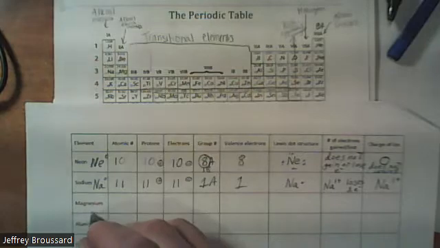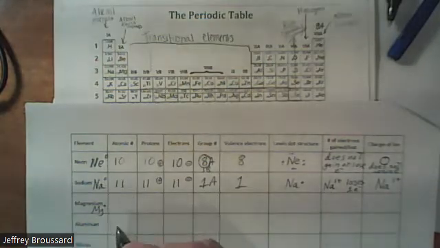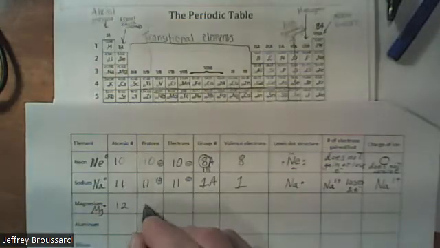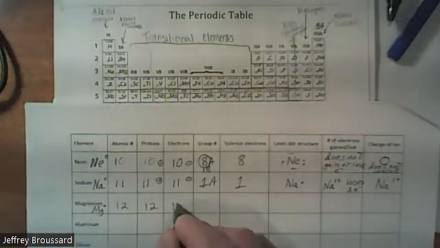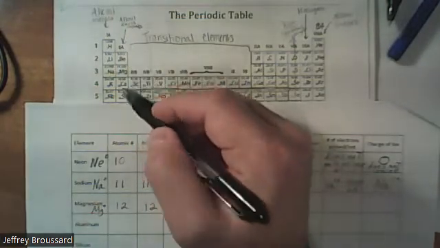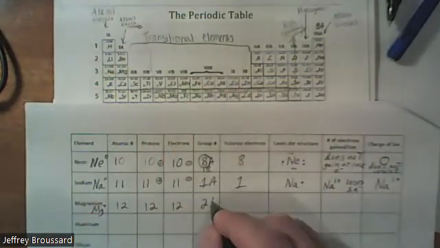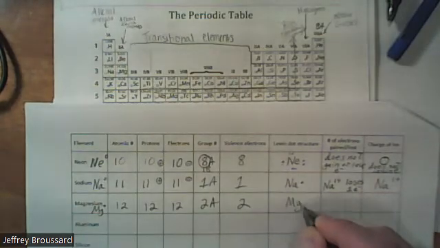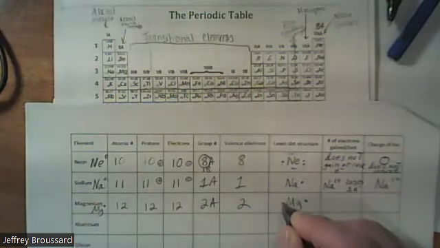Magnesium, Mg. Let's start with uncharged. It's number 12, which has 12 protons, 12 electrons. And because it's right here in group 2A, it's got 2 valence electrons, Mg, 1, 2.